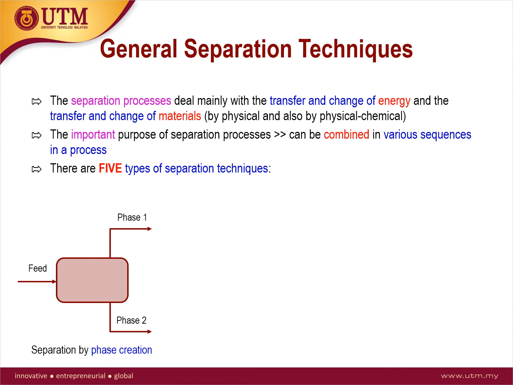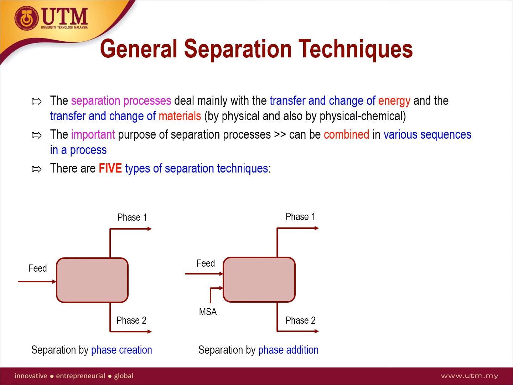The first type of separation is separation by phase creation. It creates a second phase that is immiscible to the feed phase, and normally the first phase is miscible to the feed phase. Examples of this separation by phase creation are the distillation process and the crystallization process.